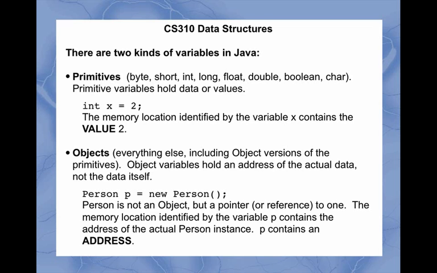For instance, when we have the declaration Person p equals new Person, p is not an object, but a pointer to one. So we allocate memory for p, and at p we store an address. In another section of memory, the heap, lives the actual Person object. So p has the address of that actual Person object.